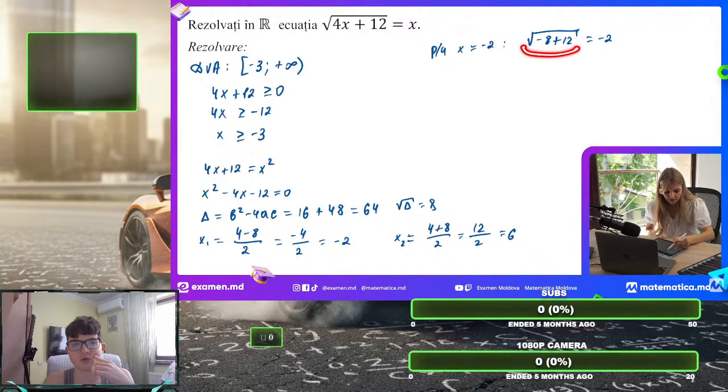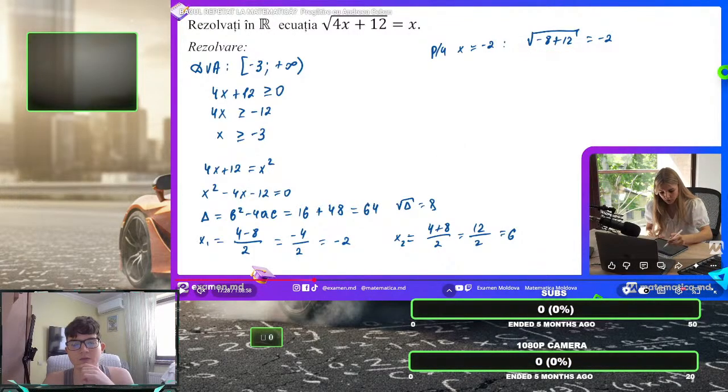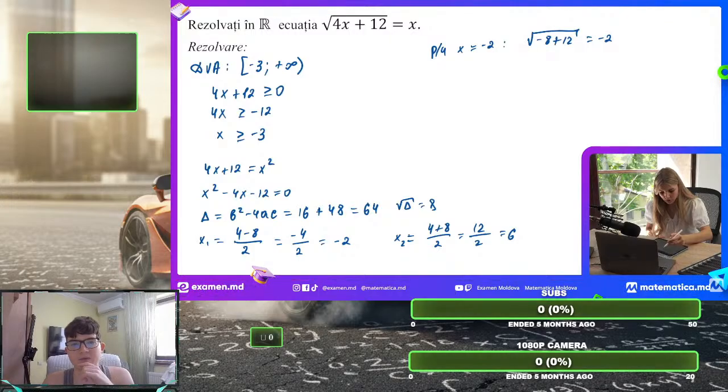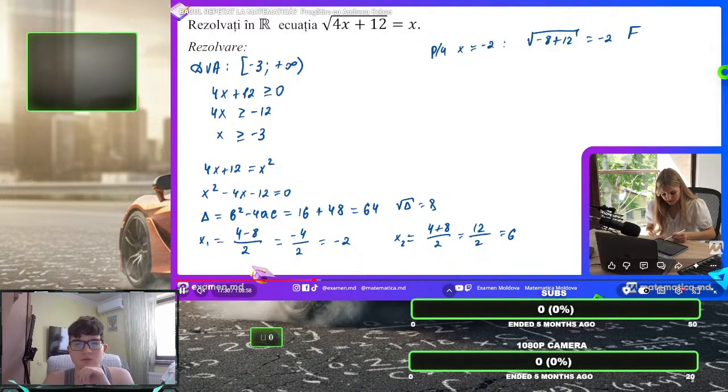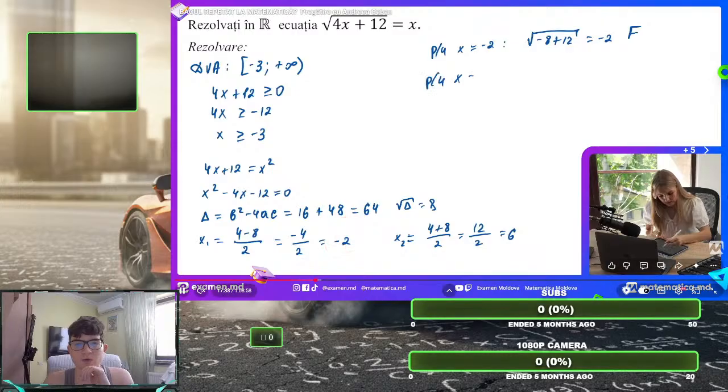X is minus 2. What, only that? No way. If we place it in there, we will have the square root of 4, right? And that is going to be minus 2, which is not right. I think it's not right. So you have to verify like this.